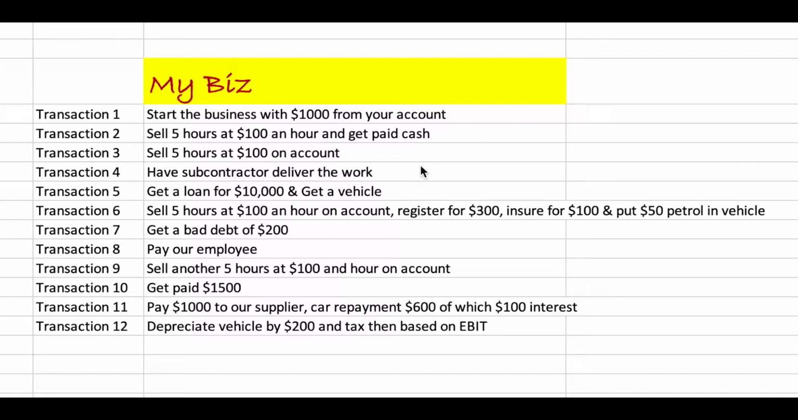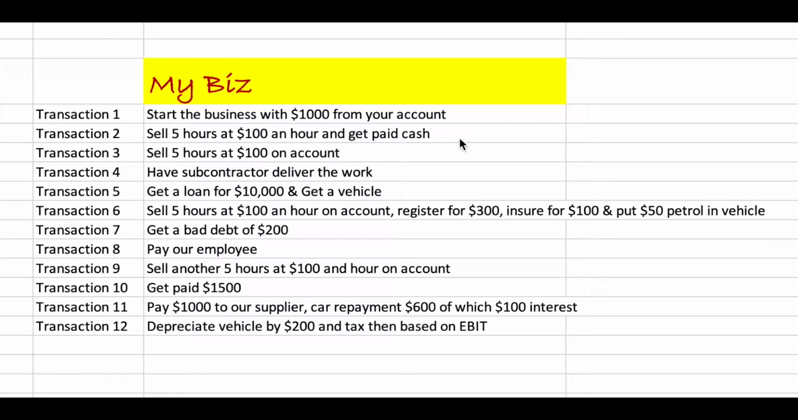Our second transaction is we're going to sell 5 hours at $100 an hour and get paid cash for the work. Our third transaction, sell 5 hours at $100 on account, so we'll see the difference between cash and accrual accounting. Transaction 4, have a subcontractor deliver the work. Transaction 5, get a loan for $10,000 and get a vehicle.